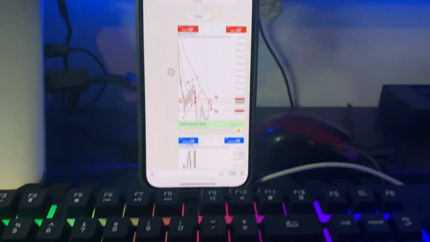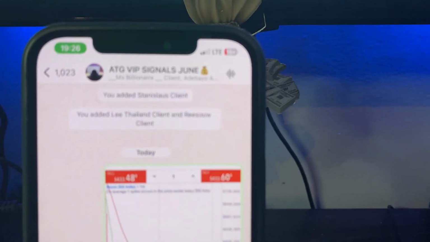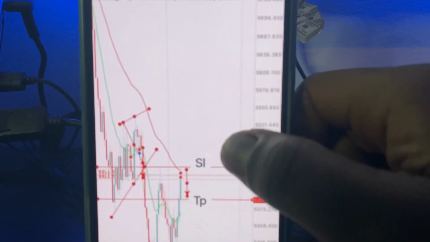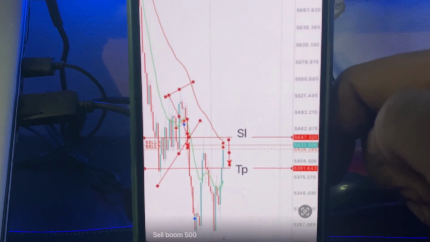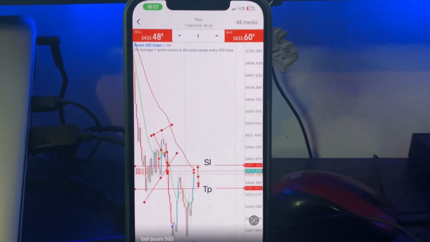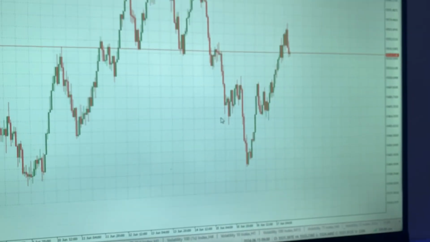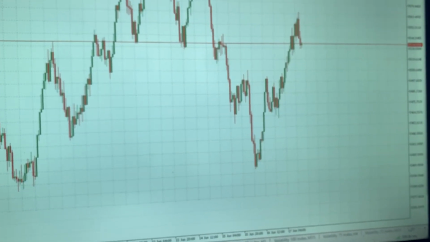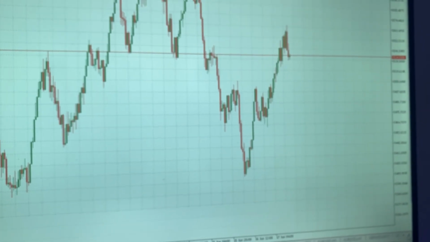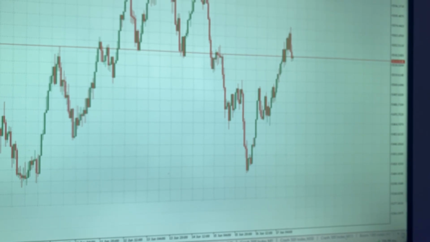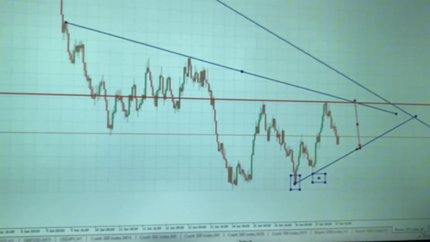Okay, so guys, this was the first setup that we took. As you can see, it's in our VIP signals group, and the first trade that we sent was a sell on Boom 500. So that was the setup. I'm going to show you guys right now on my charts how it looked and how we managed to get to that point. Okay, so we're using a very simple strategy. You have to know your price action in order to trade with us.